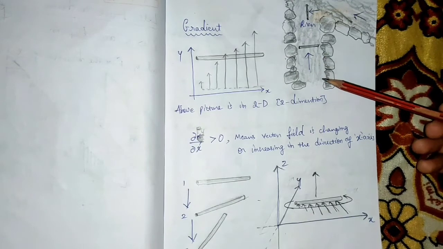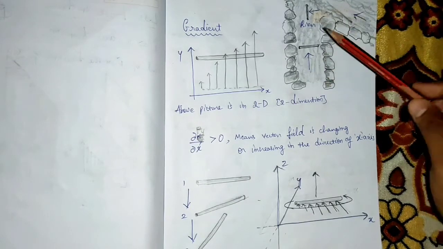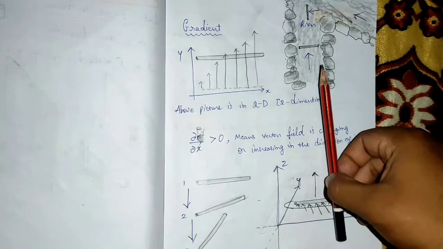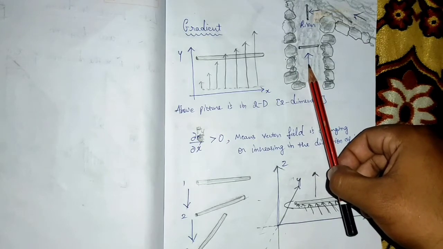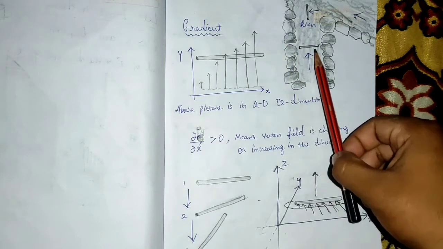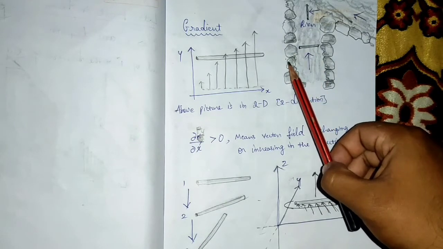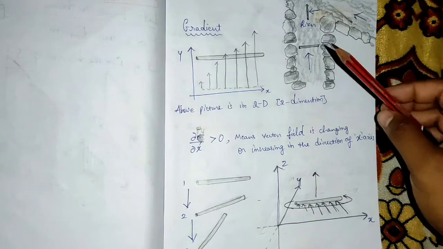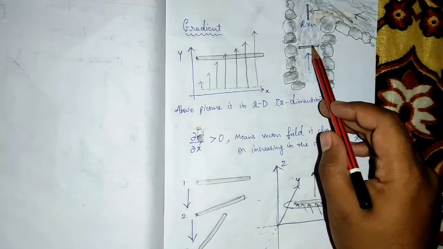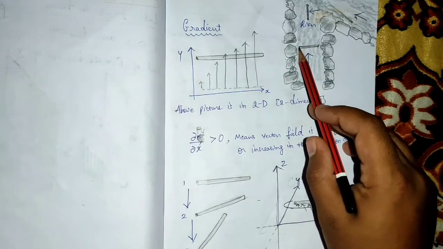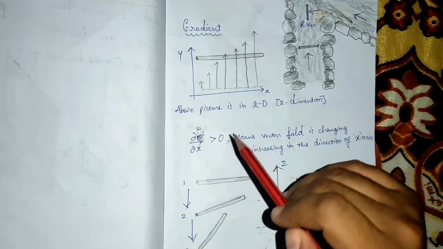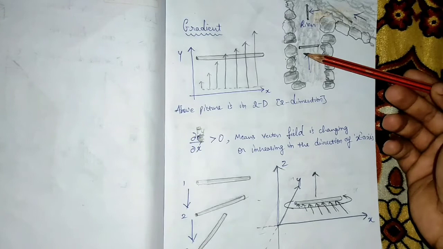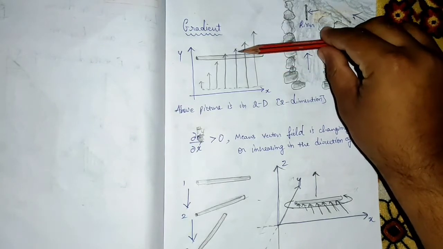Suppose there is a river flowing in this direction. If you put a stick like this, the velocity or speed of the water near the bank will be lesser than the speed of the water in the middle of the river. Actually, the stick should not be in the middle. Assume the stick is near the bank. If you place the stick like this, because of the gradient in the force, the stick will rotate.